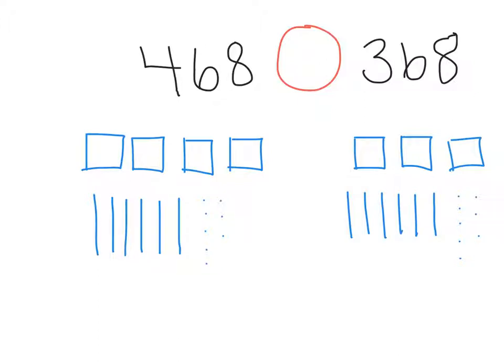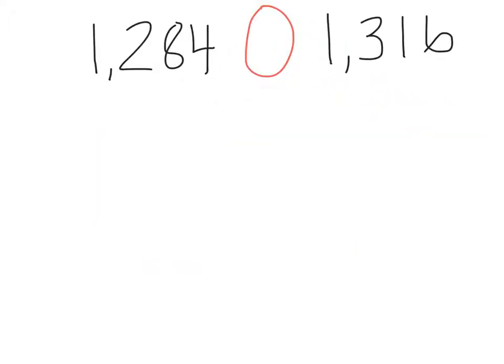The way that I do that, boys and girls, is I think about it as an alligator. The alligator always wants to eat the bigger number, so the mouth has to be facing the bigger number. I think about this as an alligator's mouth, so I make teeth. Those are my little teeth marks because he wants to chomp the bigger number. So 468 is greater than 368.